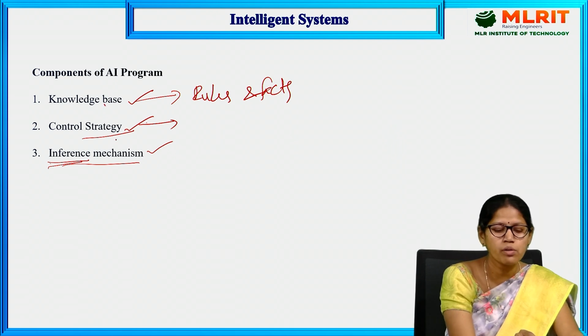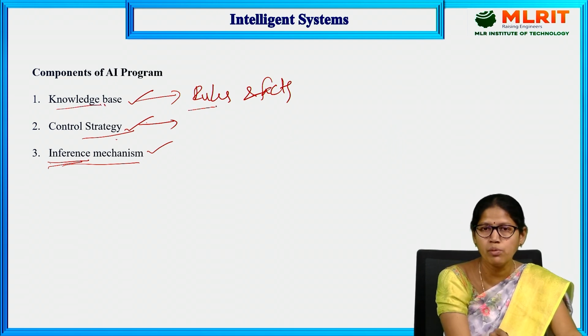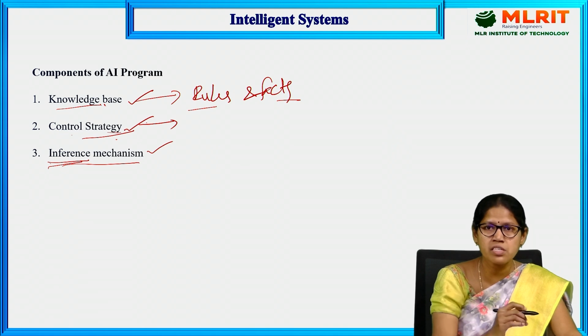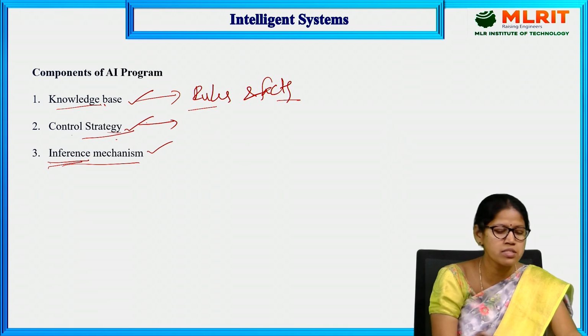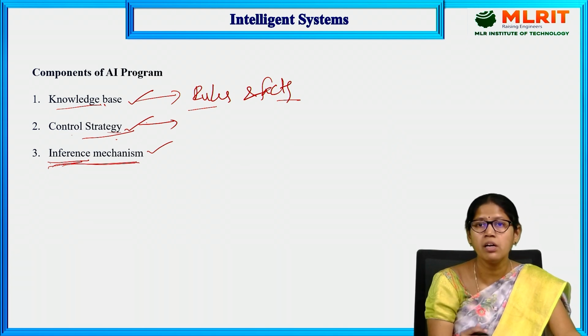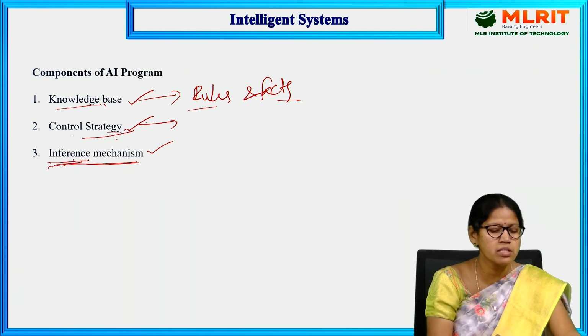Knowledge base means rules and facts. Control strategy means a sequence of rules to apply to the current state. Inference mechanism means deriving new knowledge from the existing by applying inference rules.